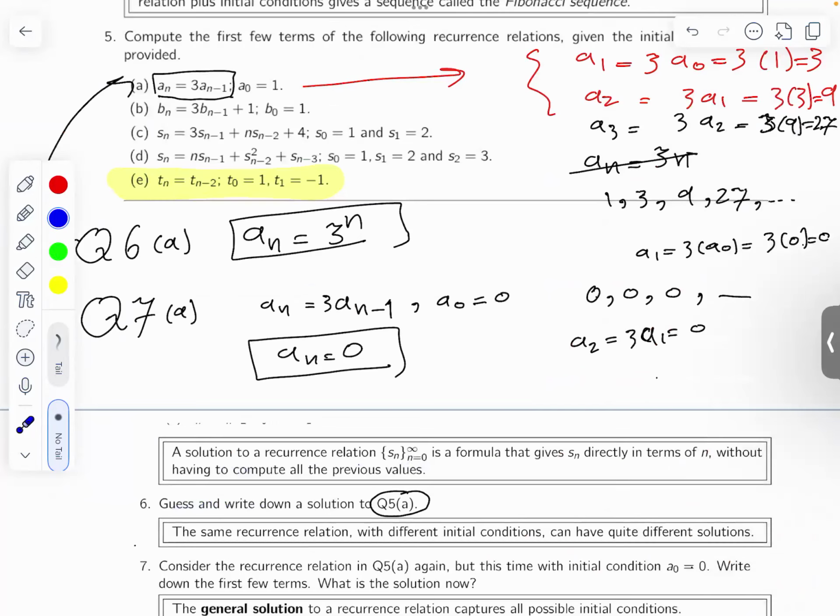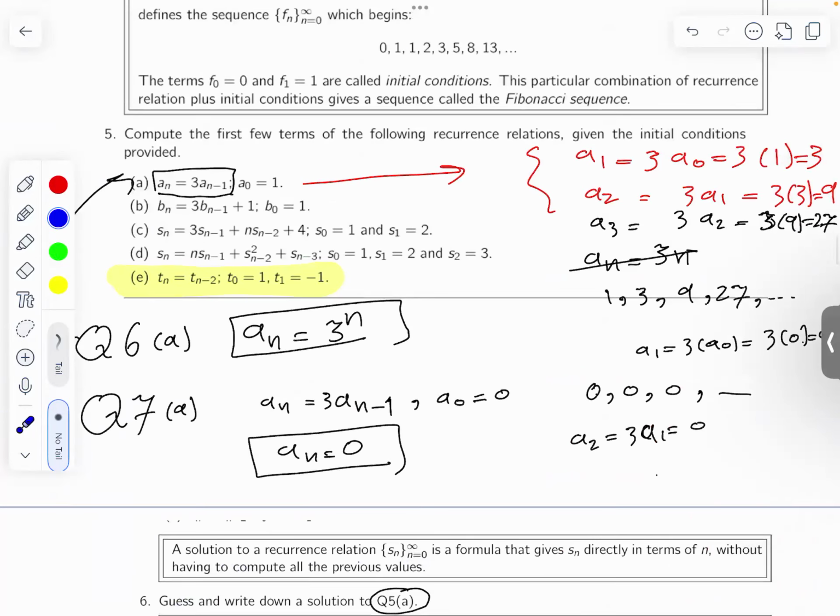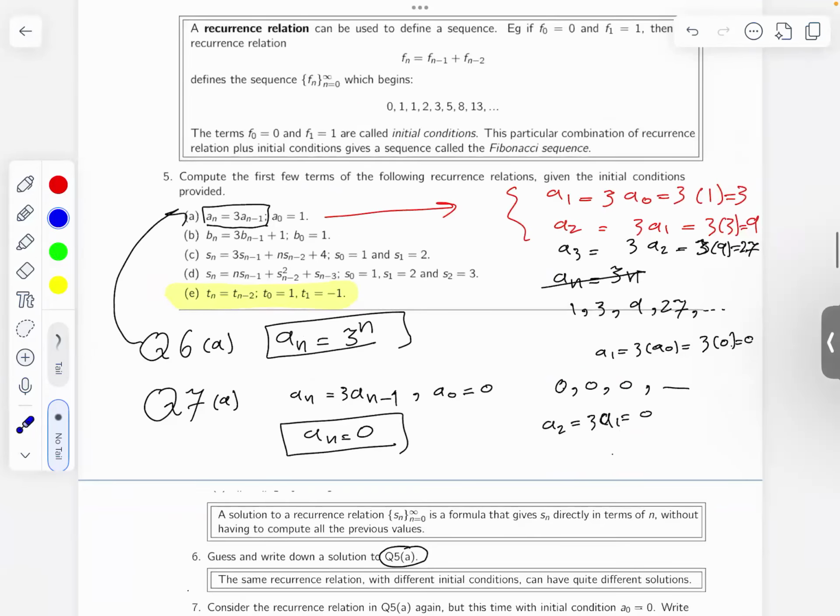It says, question 6, what is the solution of 6a? We see this one here. A0 is 1. A1 is 3. A2 is 9. A3 is 27. So for me, An is 3 power n. If I substitute n equals 0, it will be 3 power 0, 3 power 1 is 3, 3 power 2 is 9, and so on. So the answer of question 6a is this one.